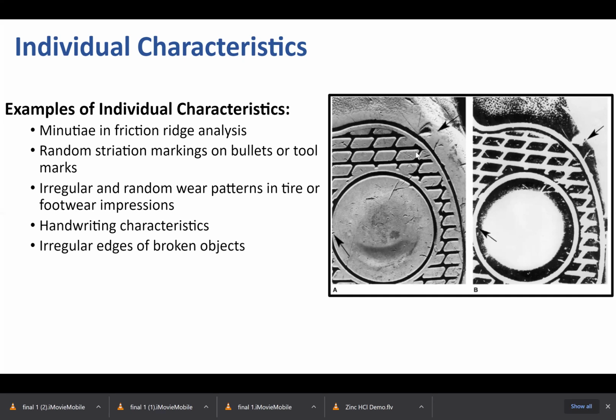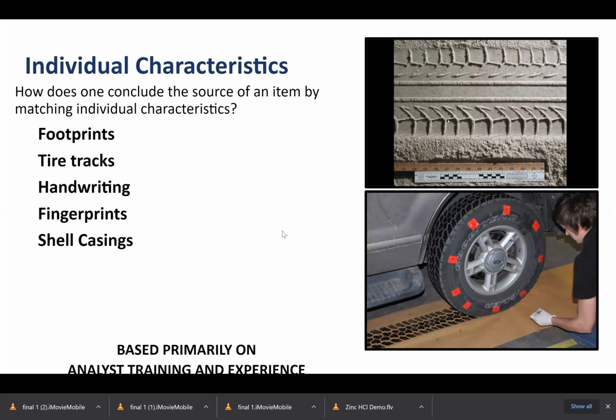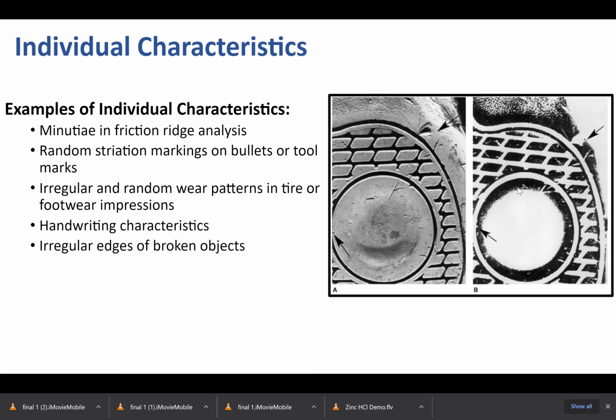It's a defect. So for these two, the probability that another sneaker of this exact type of shoe would have a divot there and a little mark there in the same exact spot is very, very low. Therefore, you can say with pretty high confidence that this shoe print and that shoe are a match, right?